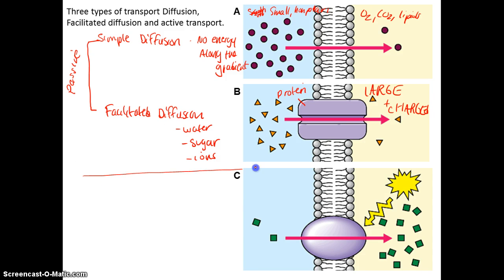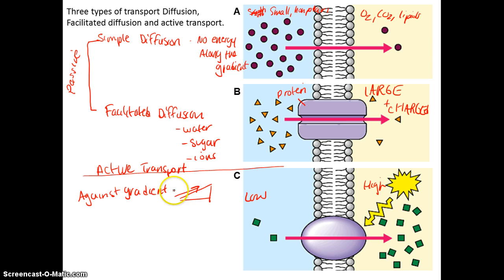Now, under active transport, you are going against the gradient. And when I say against the gradient, I mean from low concentration to high concentration. So think of it like if you're going up the hill, right? You need to input energy and you're going from low to high. So you're going against the gradient. And to go against a gradient, you need energy. And that's usually in form of ATP.